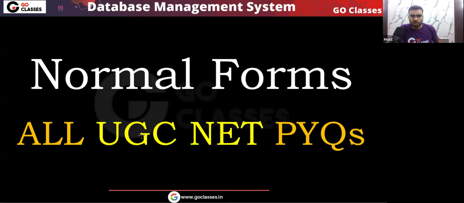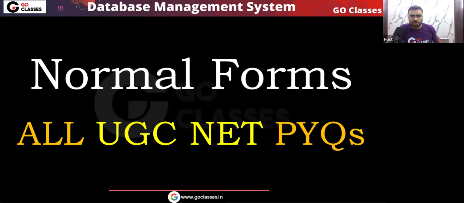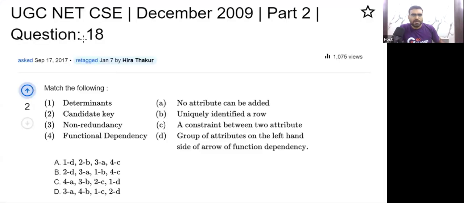In this session, we are going to discuss all UGC NET previous year questions from this topic, normal forms. So let's start the session now. Let's solve this UGC NET question. Match the following: column A, column B. So two columns are given to you. Now we have to match the following.